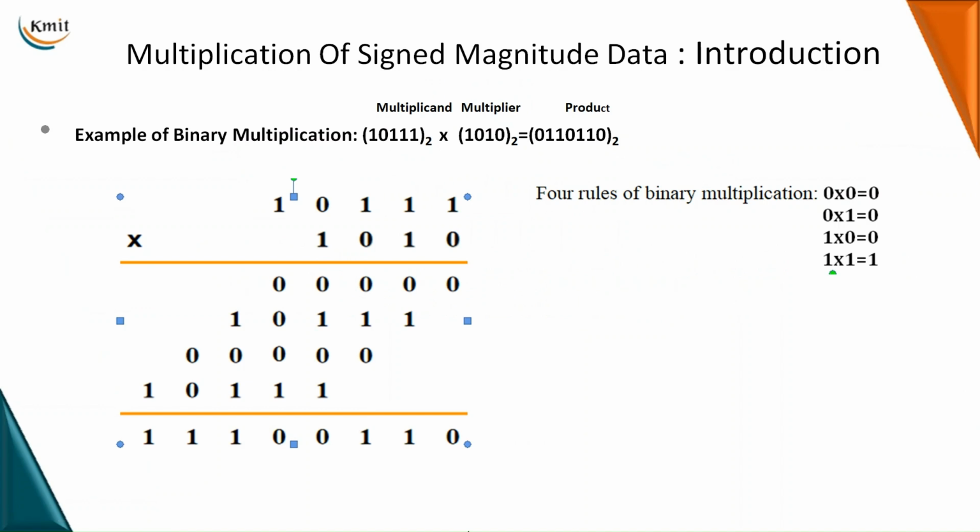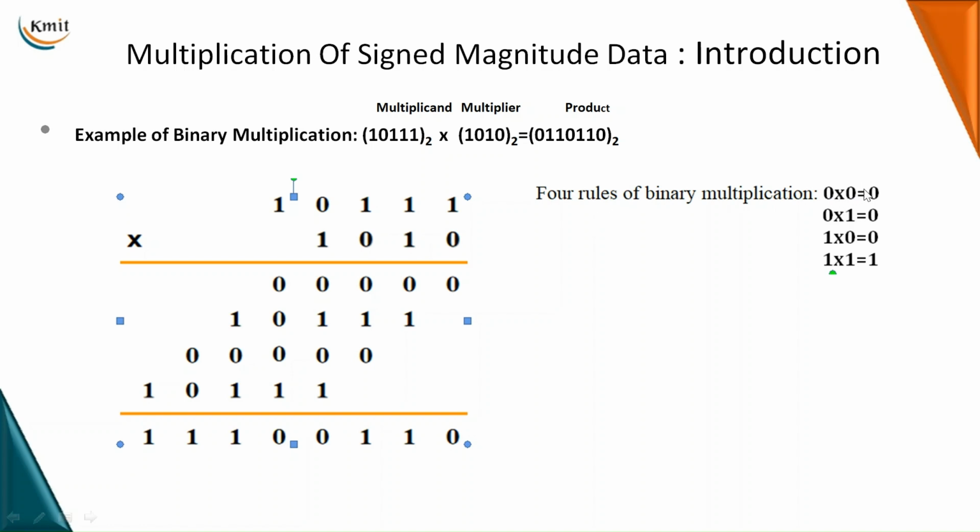So let's start with an example of binary multiplication where I want to multiply two numbers. The first number is called the multiplicand and the second one is called the multiplier. When I perform a multiplication on these two binary numbers, I get a product. This is done using four rules of binary multiplication. We have already seen this in binary arithmetic.